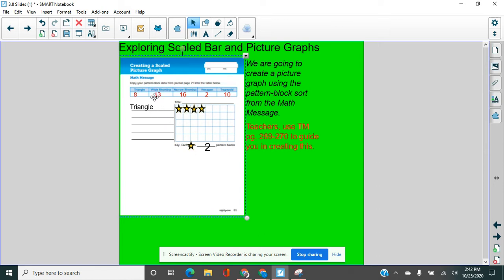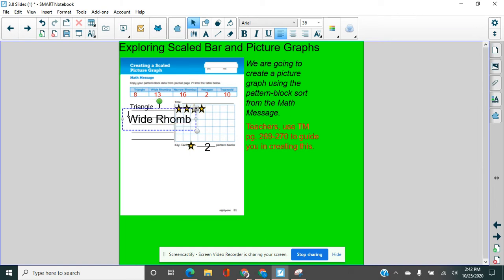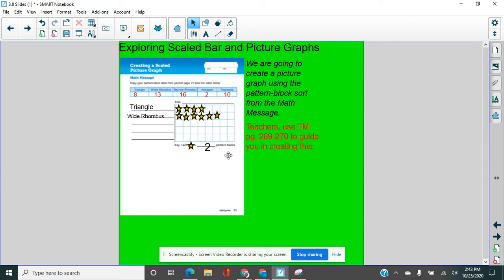All right. Let's look at this one. Wide rhombus. We need to write that in the second line. Wide rhombus right there. And we have 13 of those. All right. Let's start adding. 2. And you can add them with me. 4, 6, 8, 10, 12. Uh-oh.